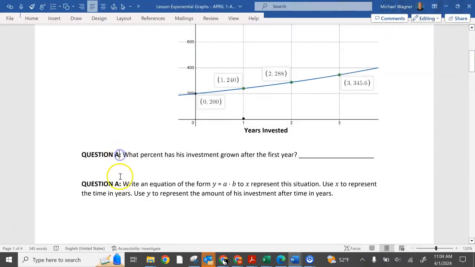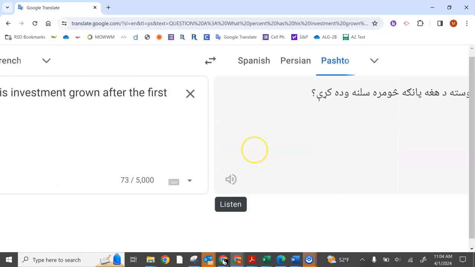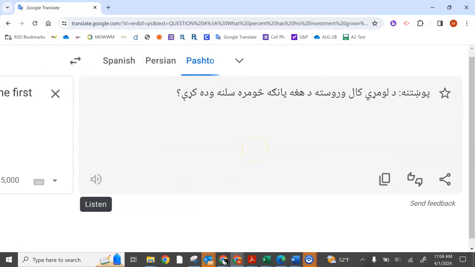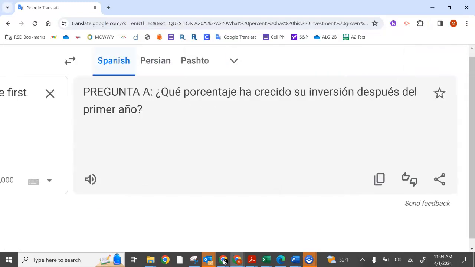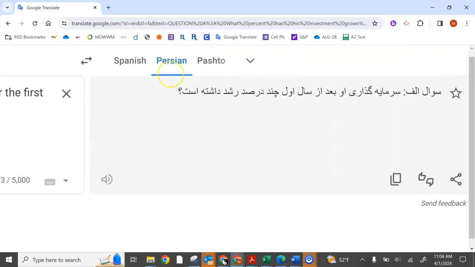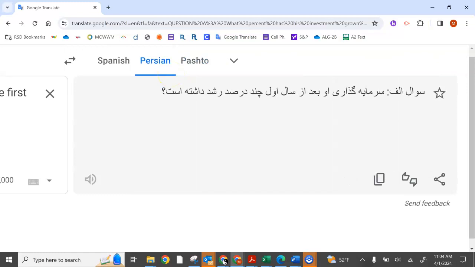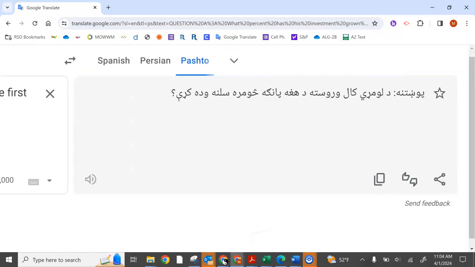Okay, we're going to do question A first. What percent of the ground? I'll translate it for you. Here's Spanish. Persian. Pashto.